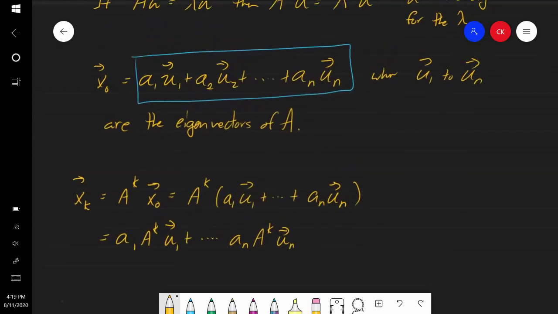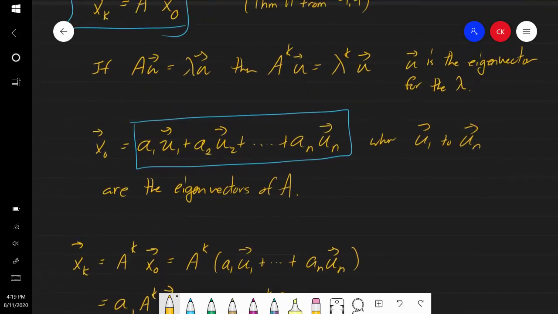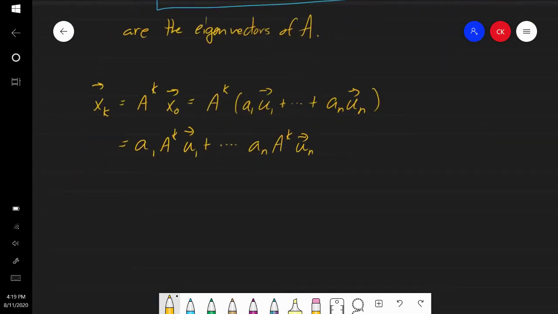And again, noting that our rule says that we can replace A to the k with lambda to the k, where lambda is the eigenvalue associated with a particular eigenvector, we get the following. This is now equal to a sub 1 lambda sub 1 to the k u sub 1 plus ... plus a sub n lambda sub n to the k u sub n.